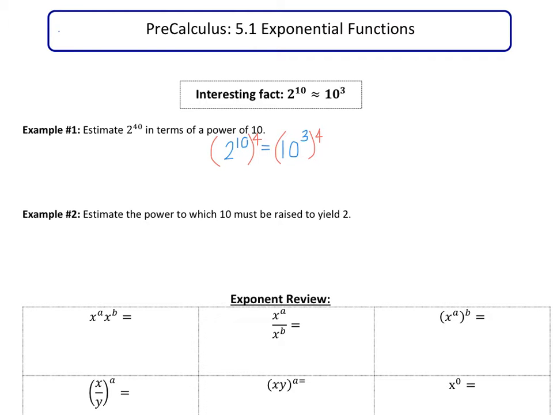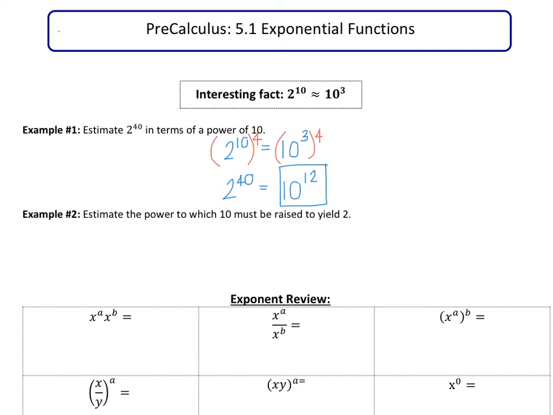I know an exponent raised to another power means you multiply, so I'll get 2 to the 40th on the left. Same thing on the right. 3 is being raised to the 4th power, so you multiply, and I just rewrote 2 to the 40th in terms of a power of 10.